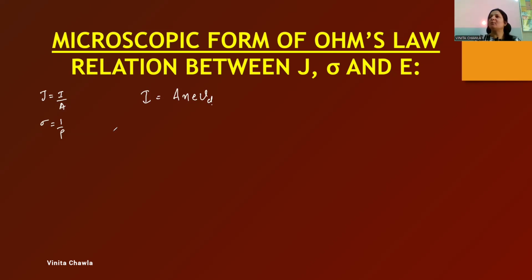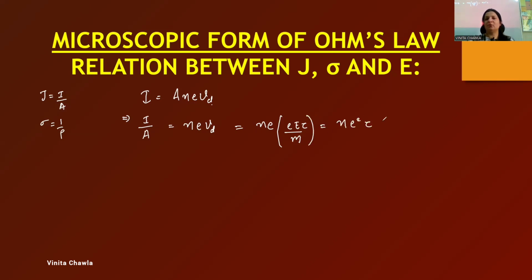I is equal to A N E Vd. So I upon A is, we can move this A to the other side. What will we get? I upon A is equal to N E Vd. And this I upon A is J. I upon A is J. And Vd is E tau by m. Yes. So we can write this as N E square tau E by m.